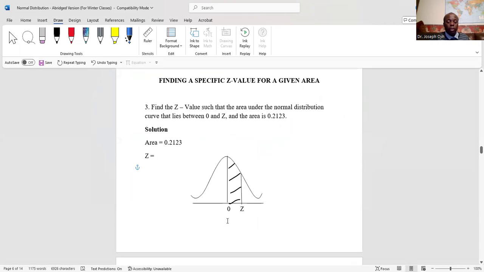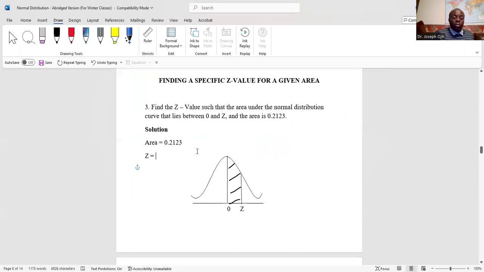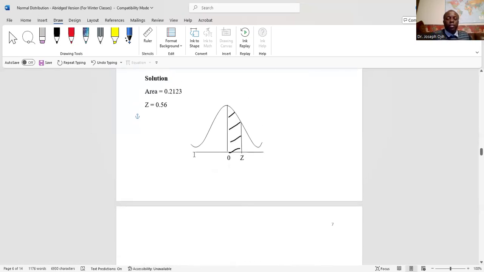So you look inside the table and find that it appears exactly the same way. Then we follow it to the left, which is 0.5, and up, 6, to get the answer. So what we got is z equals 0.56 from the table. That's how you just do the opposite. Let's try another example.